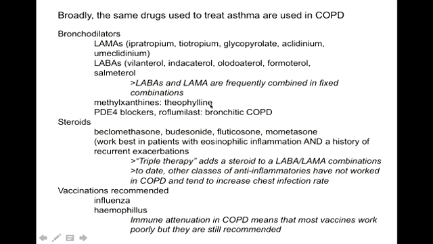Methylxanthines are sometimes used, very poorly effective, and there's one drug which is a phosphodiesterase 4 inhibitor called roflumilast, which is used in hypersecretory COPD, a sort of niche indication.